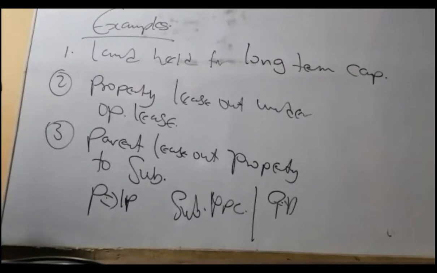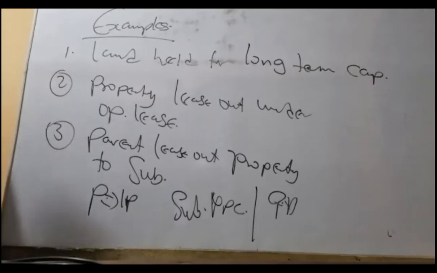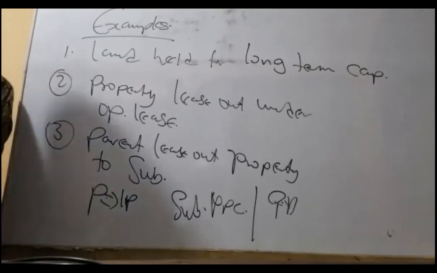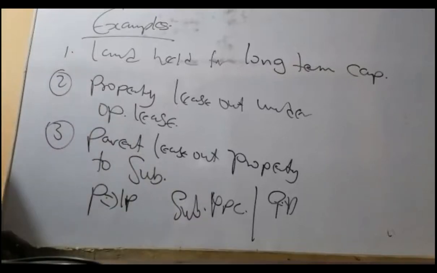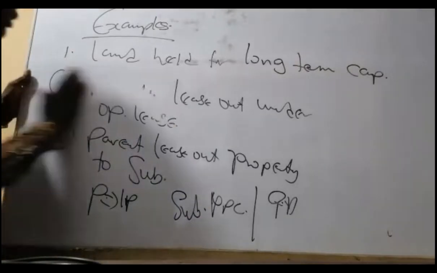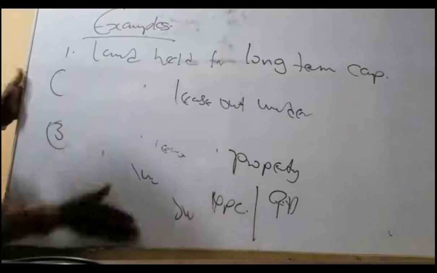Good. Now let's go to the subsequent measurement. Here there might be some slight difference. So that is subsequent measurement of investment property. That's where we are now. Wow. And that's the end of investment property. The next level is question solving.